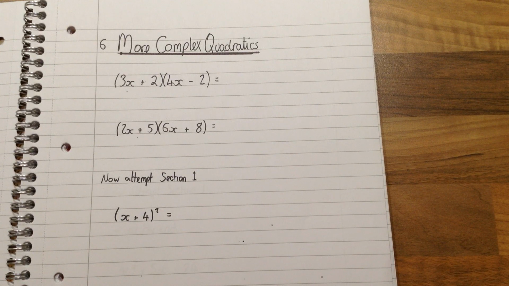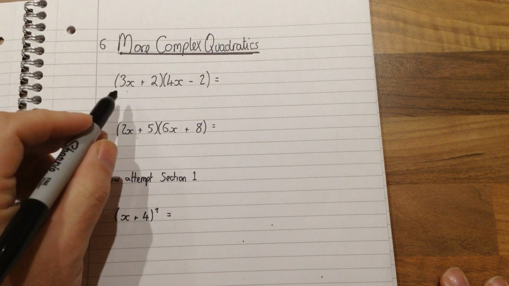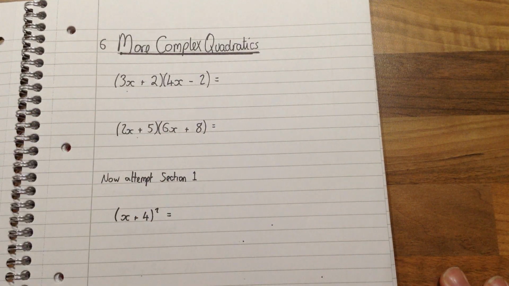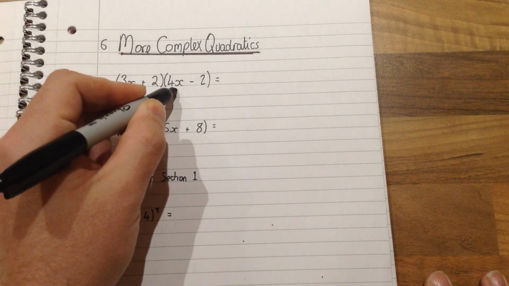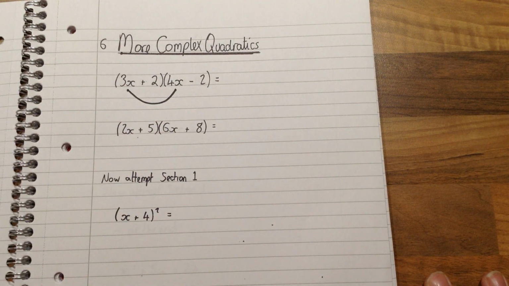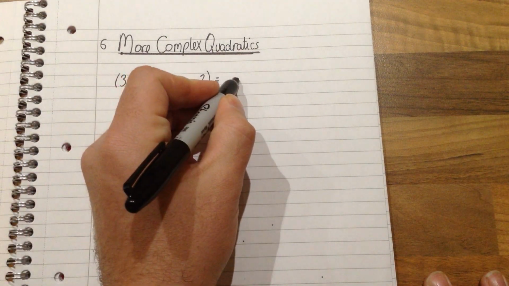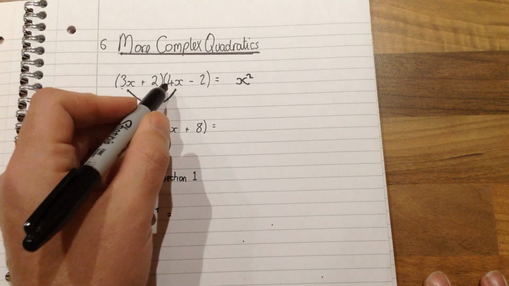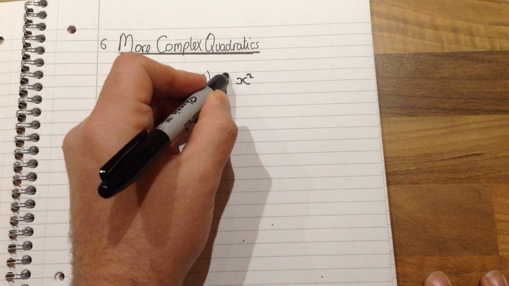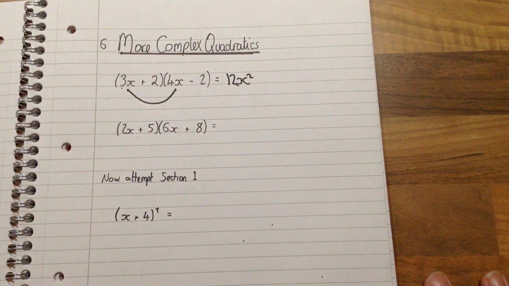We're going to use the exact same philosophy as we did with the last lot of questions. This time though, we've got some additional numbers in front of the letter x. So here, we're going to do the exact same thing. We've got 3x times 4x. Well, the x times x part would give us x squared, and because it's got 3 times 4 at the front, it becomes 12x squared.